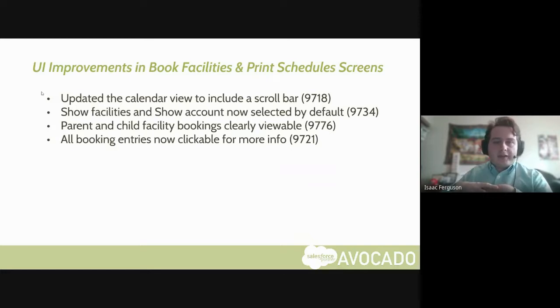Show facilities and show account, those are those options we discussed previously. Those are now selected by default, but are selectable. Parent and child facility bookings are now clearly viewable, and all booking entries are now clickable for more information. So throughout the UI, we want to make things more clickable, more just adjustable on the fly.